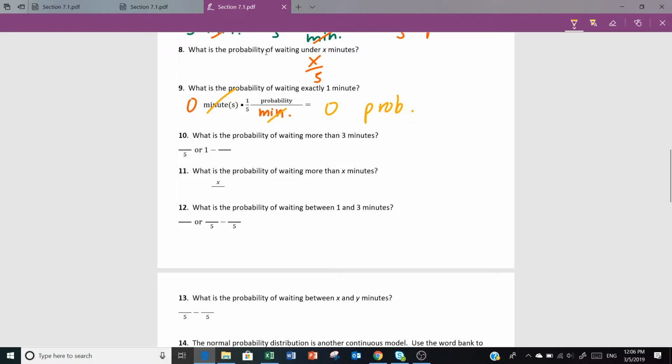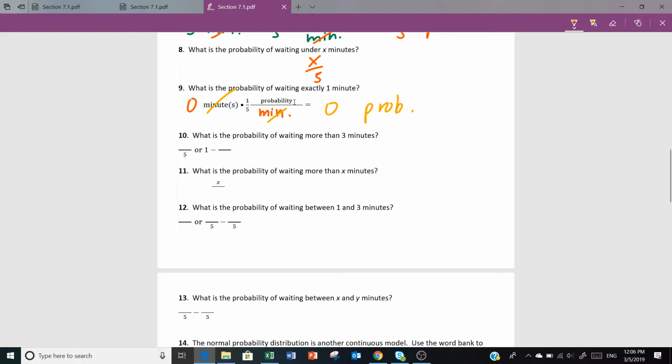Good. So what's the probability of waiting more than? Good. It looks like most of us got this. Okay.